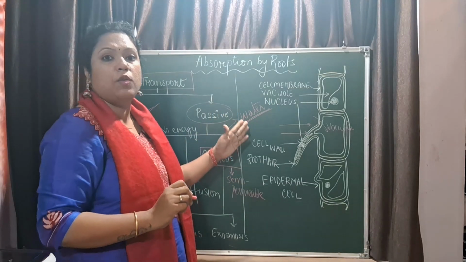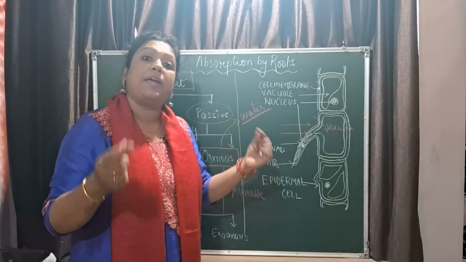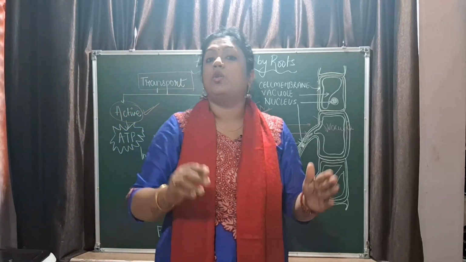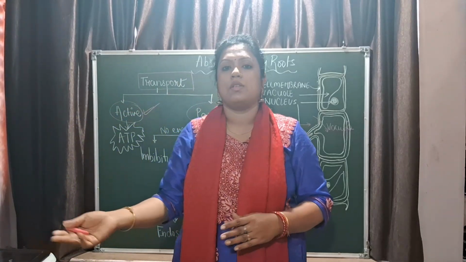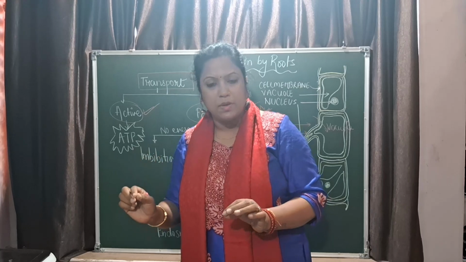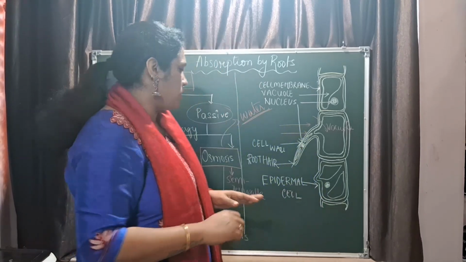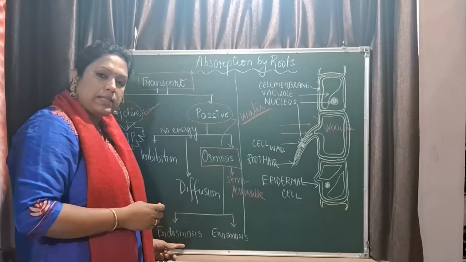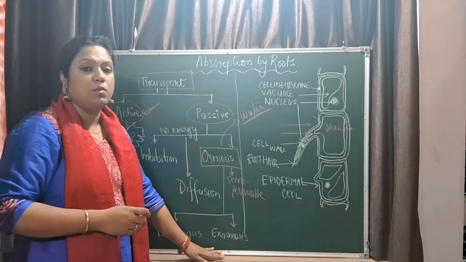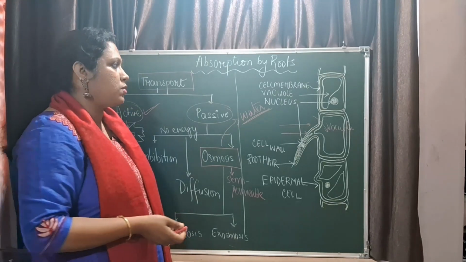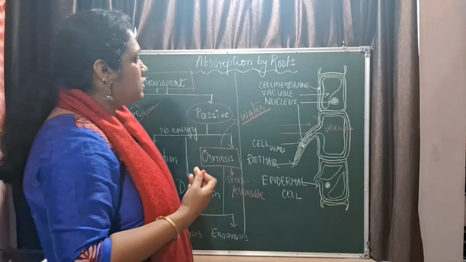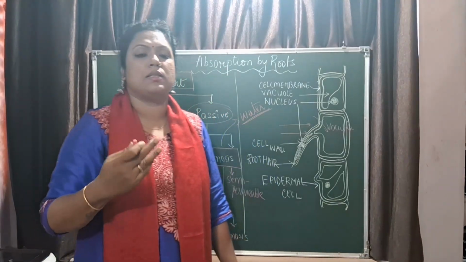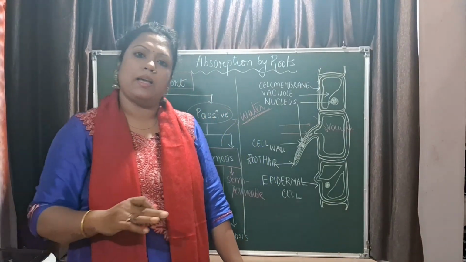So the movement of water molecules from the region of its higher concentration to a region of its lower concentration through a semi-permeable membrane is called osmosis. Now, if water moves into the cell, it is endosmosis. If water moves out of the cell, it is exosmosis. Let me make things clear with the terms hypotonic, hypertonic and isotonic.